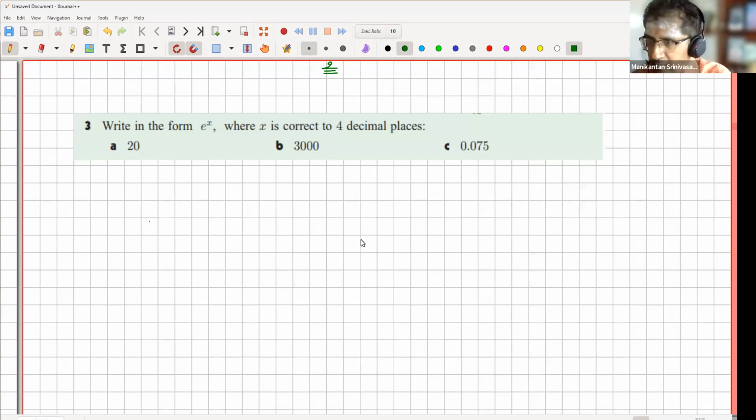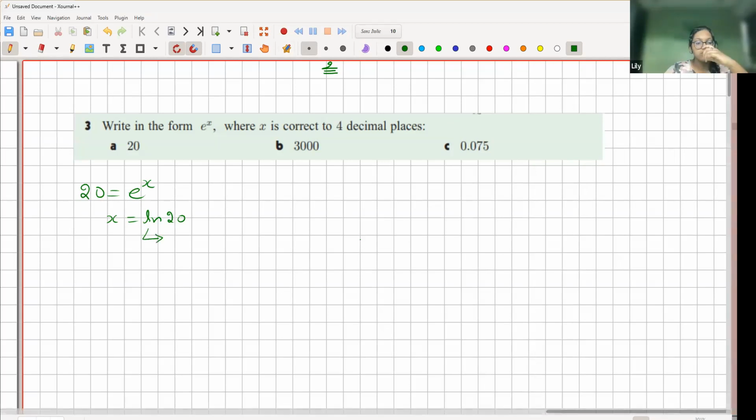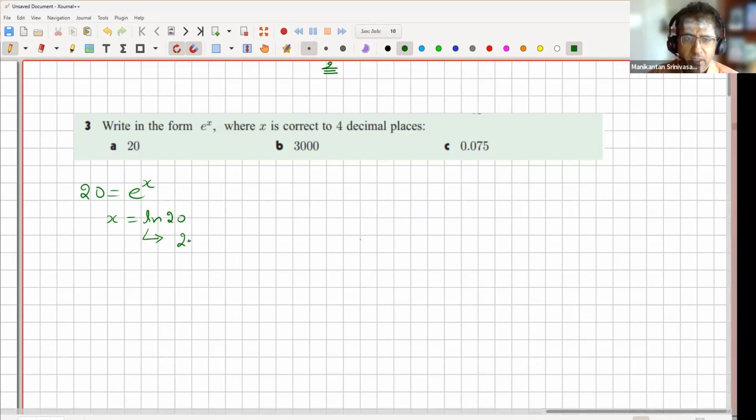So basically, yes. The question is 20, you have to write it as e power x. Right, Lily? So which means, do you agree that x is ln 20? Okay. So look up ln 20 on the calculator, whatever that is. Let's say, I'm just making up something, it'd be close to 2.8 or something.